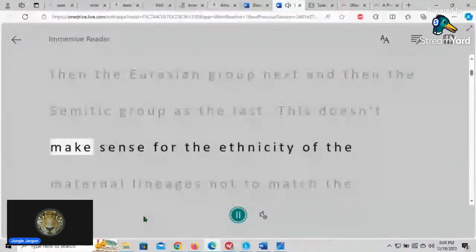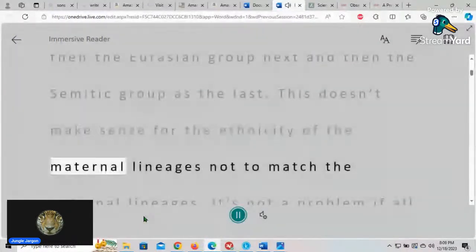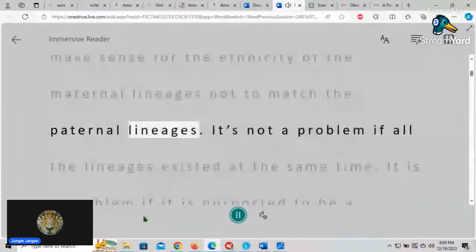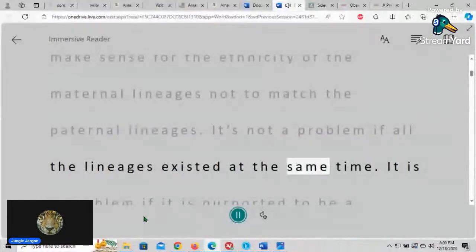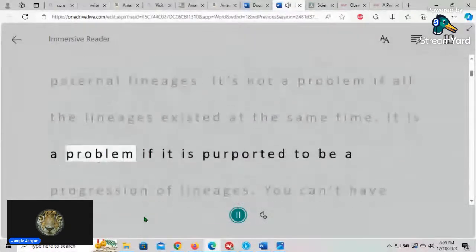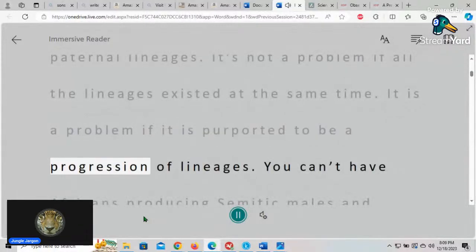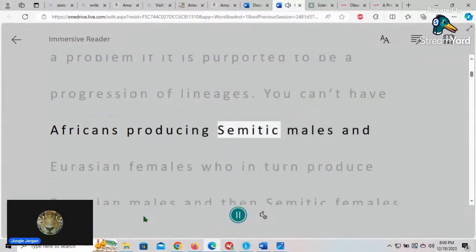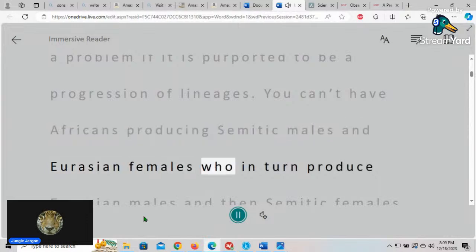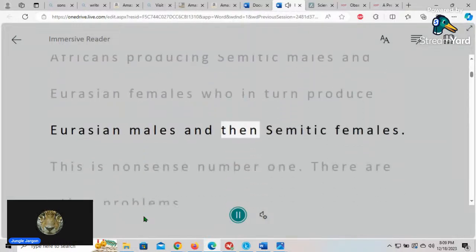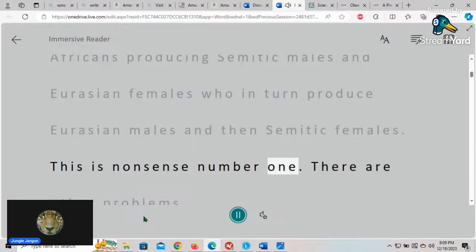This doesn't make sense for the ethnicity of the maternal lineages not to match the paternal lineages. It's not a problem if all the lineages existed at the same time. It is a problem if it is purported to be a progression of lineages. You can't have Africans producing Semitic males and Eurasian females, who in turn produce Eurasian males and then Semitic females. This is nonsense number 1.